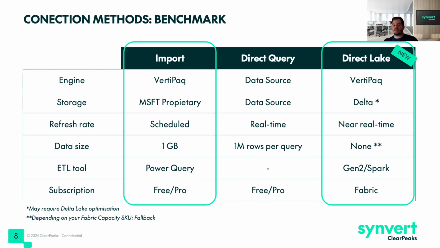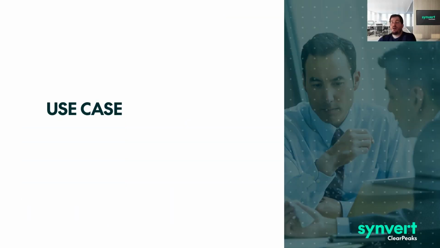In terms of data size capabilities, import imposes a strict size limitation of 1 GB, while the Direct Lake limitation depends on your Fabric subscription, potentially switching the report to DirectQuery if fallback thresholds are exceeded. And of course, we have the subscription mode. While import and DirectQuery are available on a Pro or Premium environment, to work with Direct Lake mode, you will need Fabric workspace capacity. Now let's go to our use case and the demonstration.